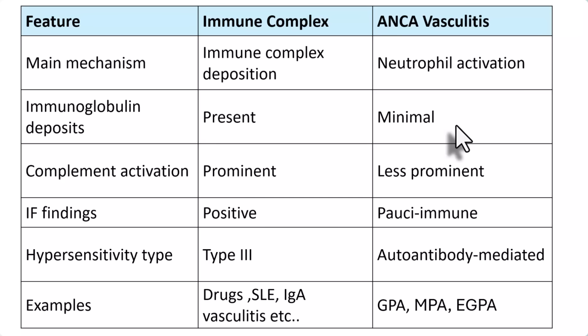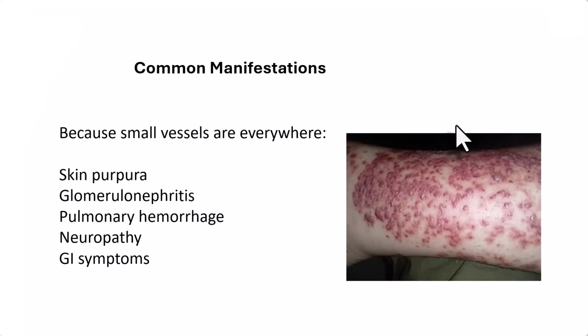An example is type 3 hypersensitivity. The type of hypersensitivity is type 3, whereas this one is autoantibody mediated. Examples, you have learned a lot of examples, right? The drug-induced, SLE, IgA vasculitis, and so on. Whereas in ANCA vasculitis, there are only three important ones which you should know. One is GPA, MPA, and EGPA.